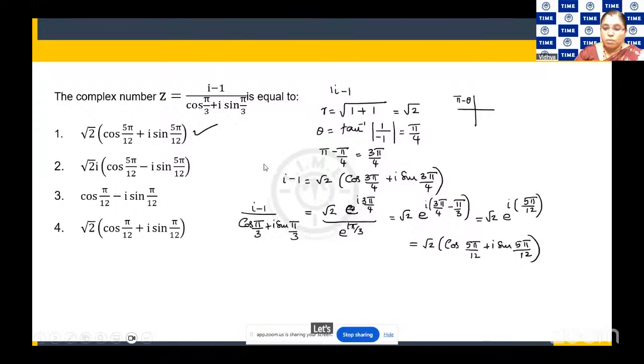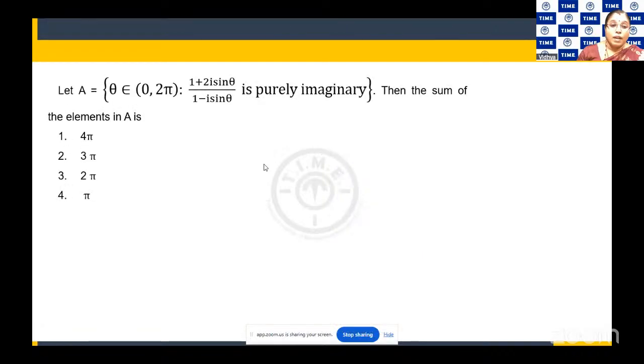Let's work out one more problem. Our next question is: let A be the set of θ, where θ is between 0 and 2π, such that (1 + 2i sin θ)/(1 − i sin θ) is purely imaginary.